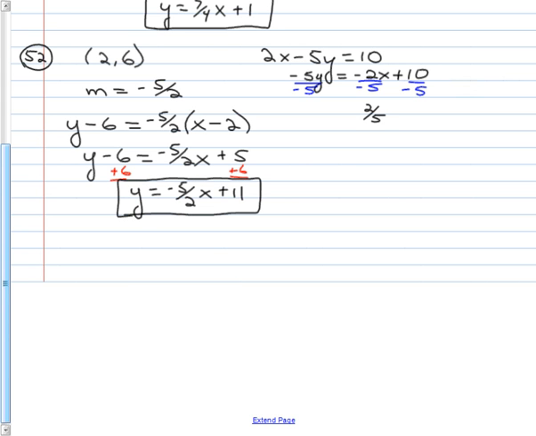There's the graph of a line that goes through the point 2, 6 and is perpendicular to that other one, 2x minus 5y equals 10.